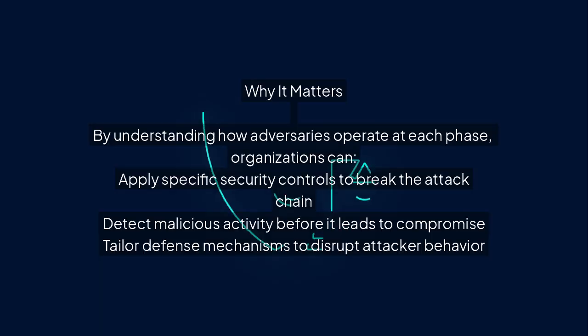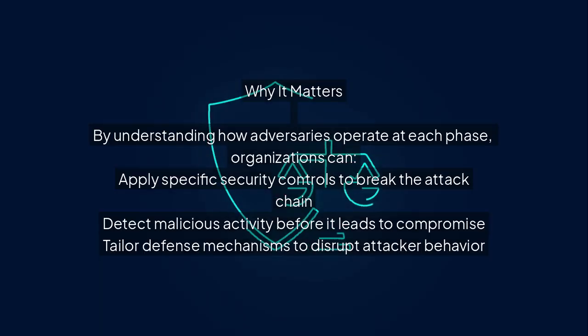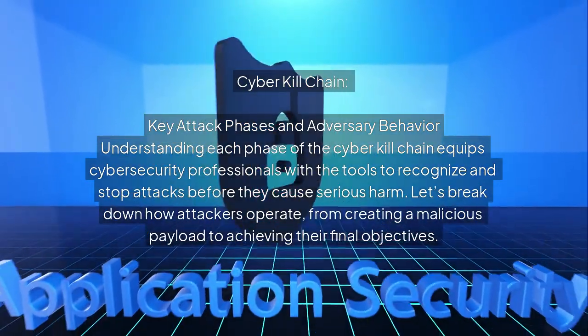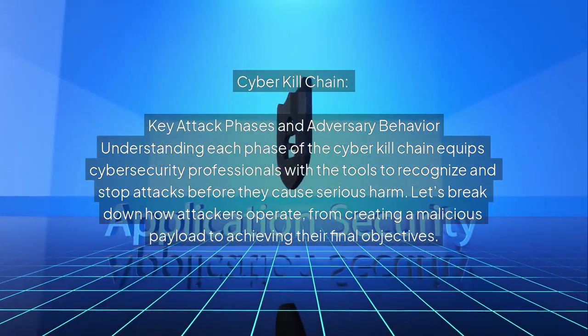Why it matters. By understanding how adversaries operate at each phase, organizations can apply specific security controls to break the attack chain, detect malicious activity before it leads to compromise, and tailor defense mechanisms to disrupt attacker behavior. Cyber kill chain. Key attack phases and adversary behavior.